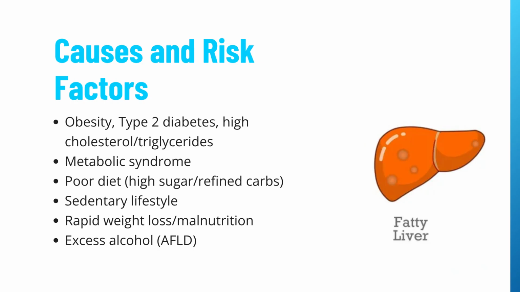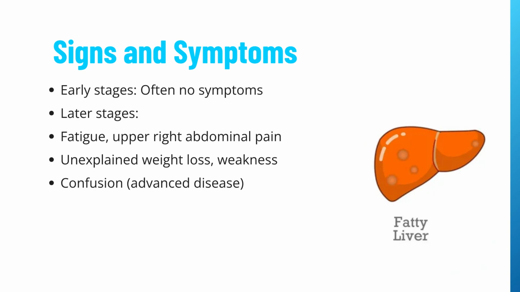damage. Fatty liver is strongly linked to obesity, type 2 diabetes, high cholesterol and triglycerides, metabolic syndrome, poor diet high in sugar and refined carbs, sedentary lifestyle, rapid weight loss or malnutrition, and excess alcohol use. In early stages, fatty liver disease usually has no symptoms, but as it progresses, individuals may notice fatigue, discomfort or pain in the upper right abdomen, unexplained weight loss, weakness, confusion or memory issues in advanced liver disease.